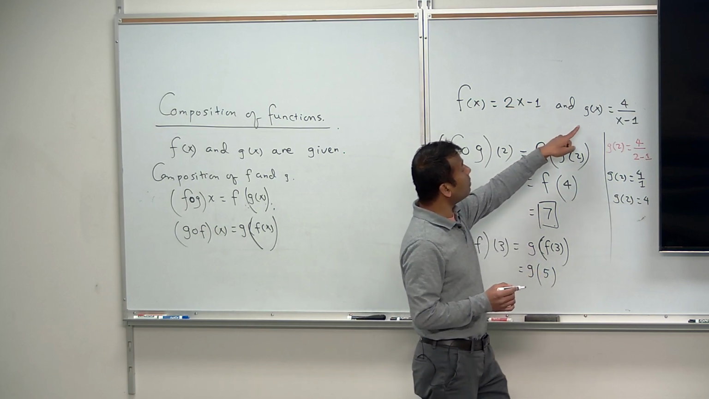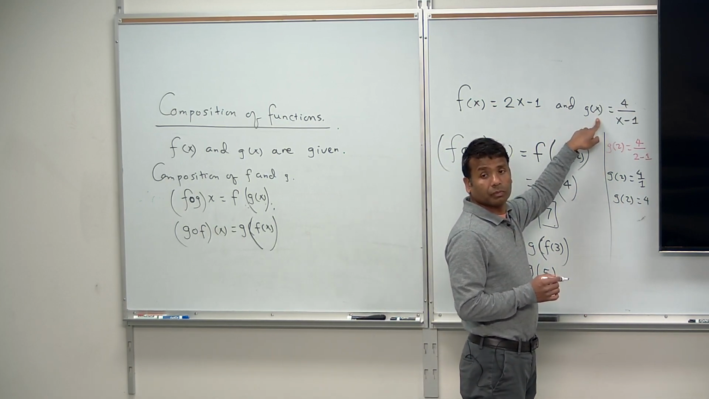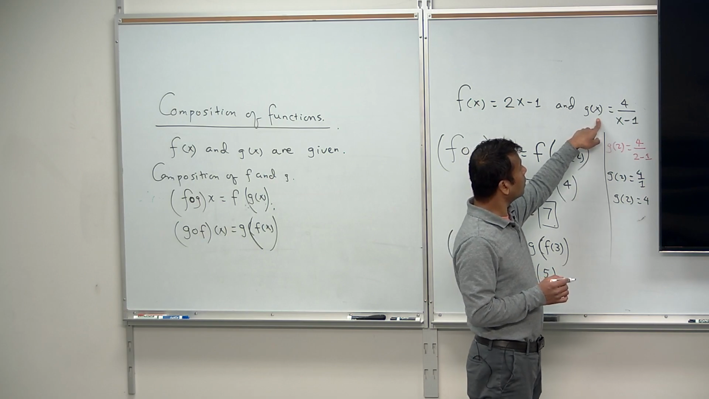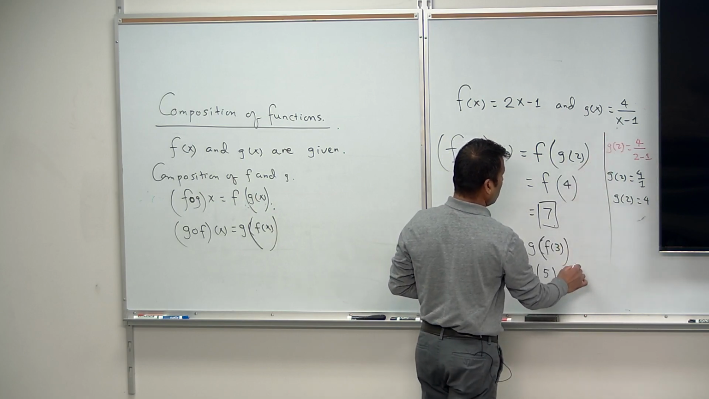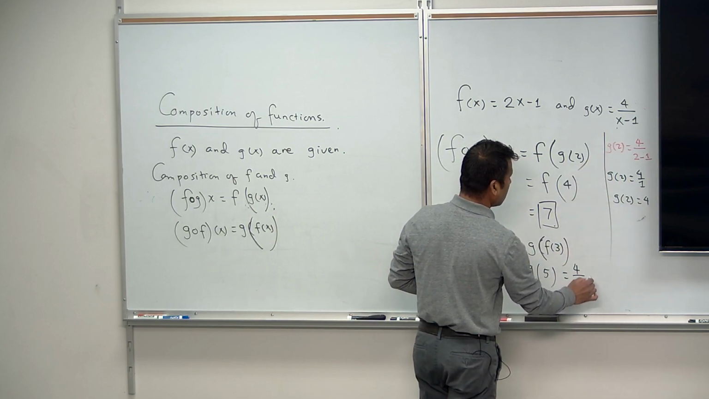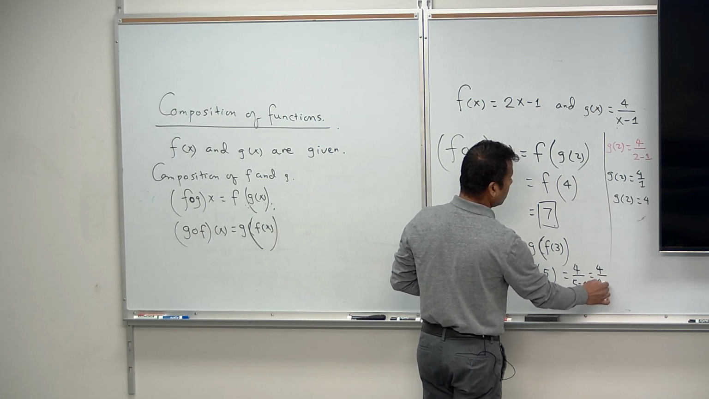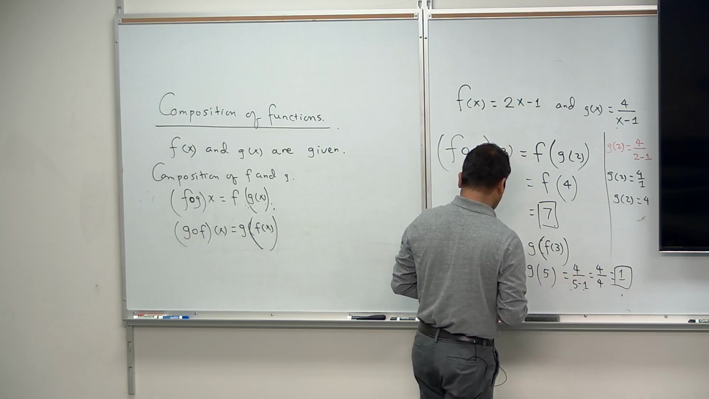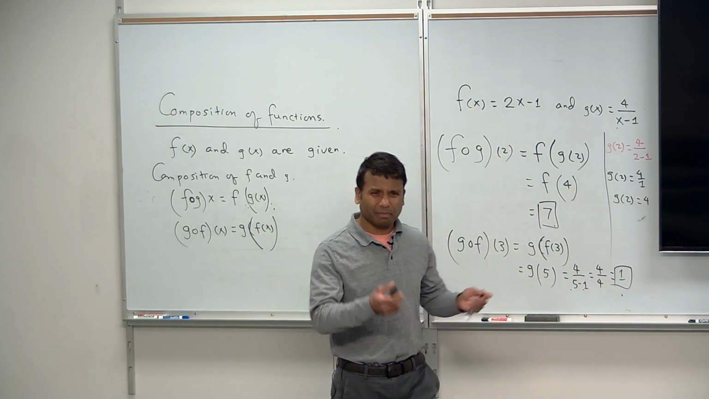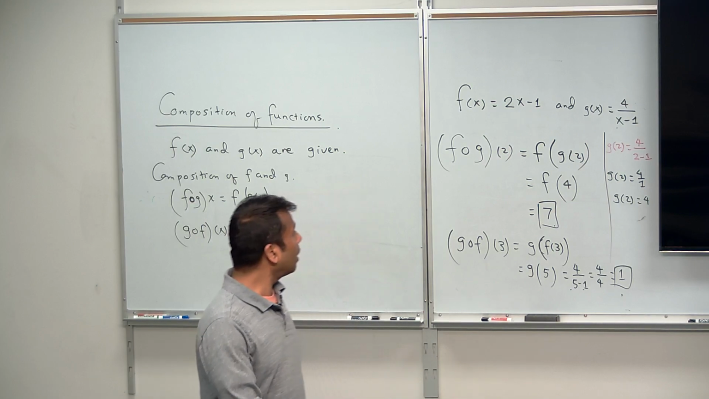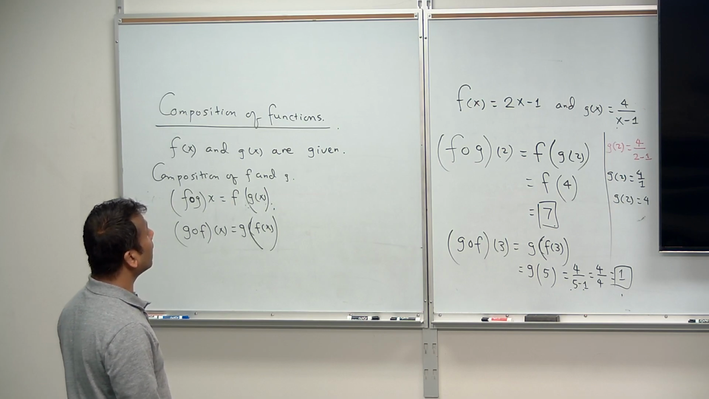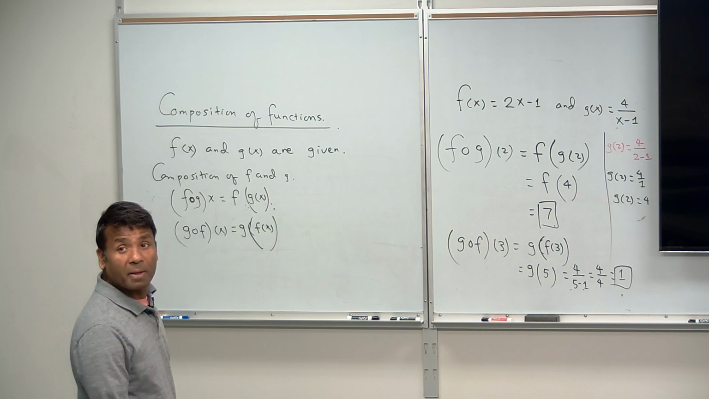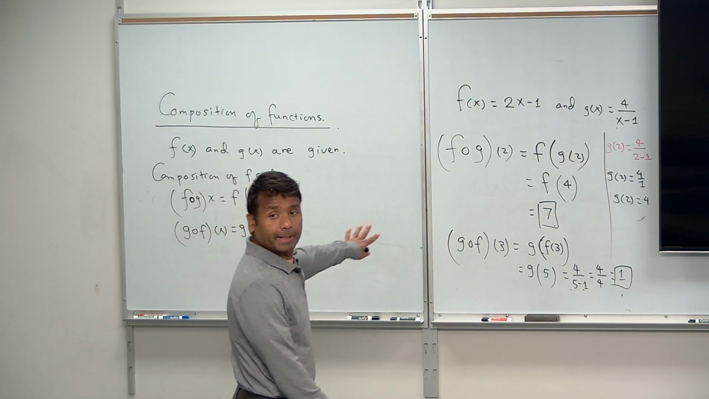So now you need to find what? g(5). So what is g(5)? You plug in 5, right? So this is 4 over 5 minus 1, which is what? 4 over 5 minus 1 is 4 over 4, which is 1. You got it? Okay, guys. Hold on a second. I did g of f of positive 3. That's okay. So now, you got it, right?